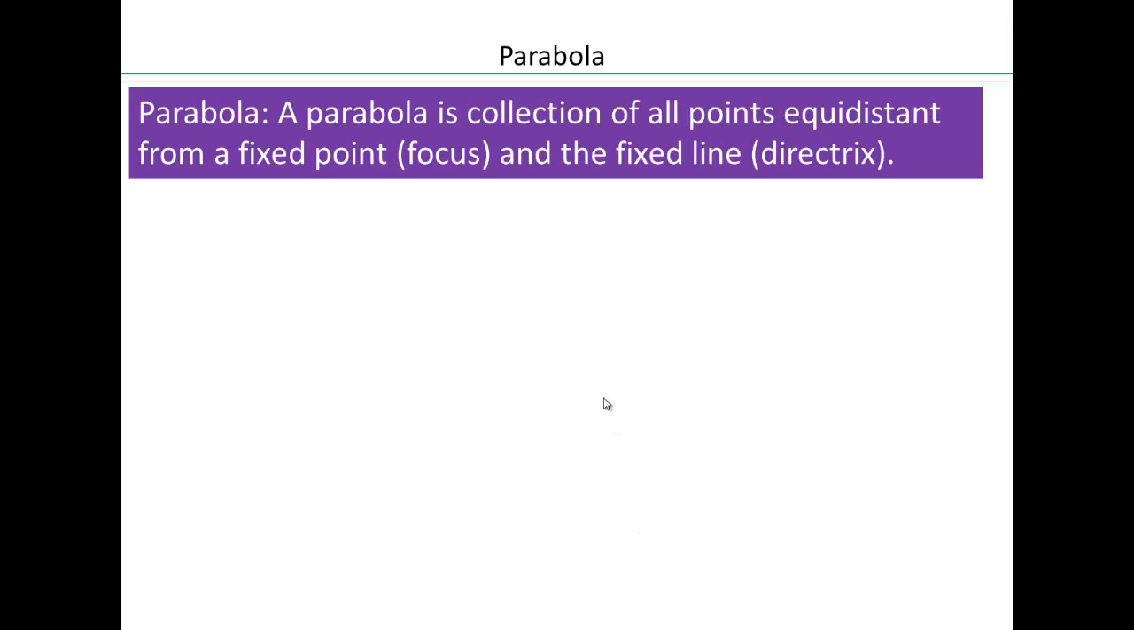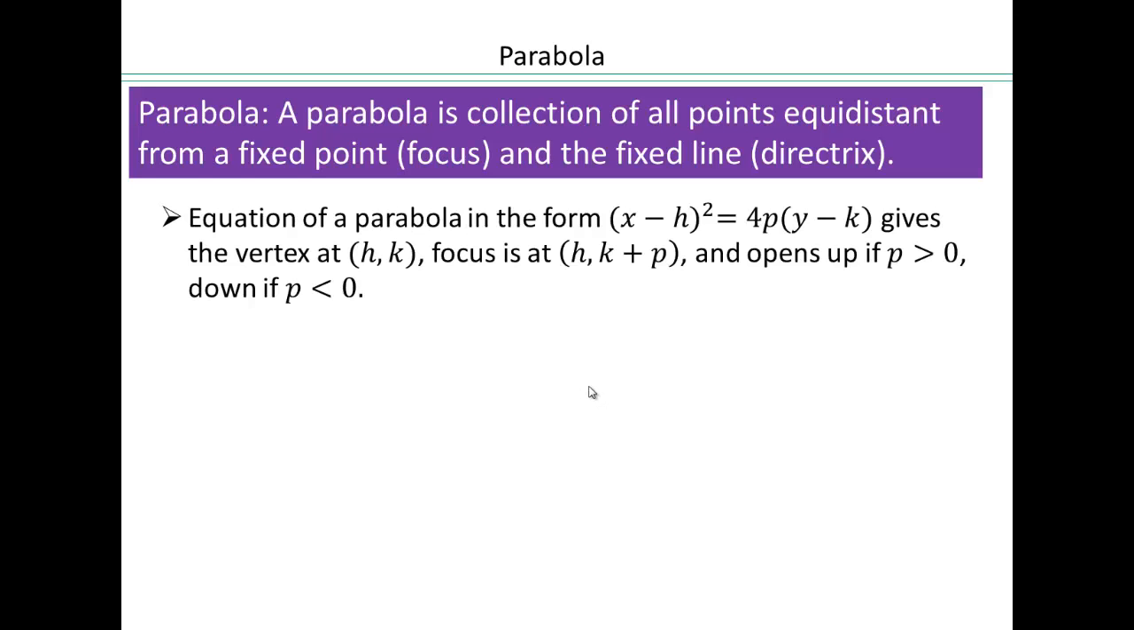A parabola is a collection of all points that are equidistant from a fixed point called the focus and a fixed line called the directrix. So let's take a look at how equations of parabolas might look. You're already familiar with this from when we were doing transformations: y minus k equals a times parentheses x minus h squared. So now we're writing the equation in a different format. We have the square term, (x minus h) squared, equals 4p times y minus k.